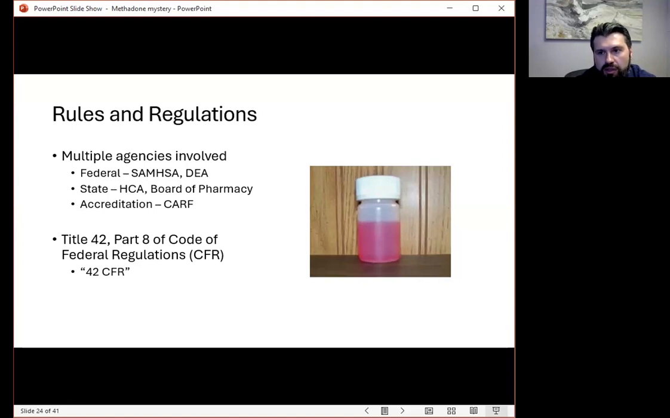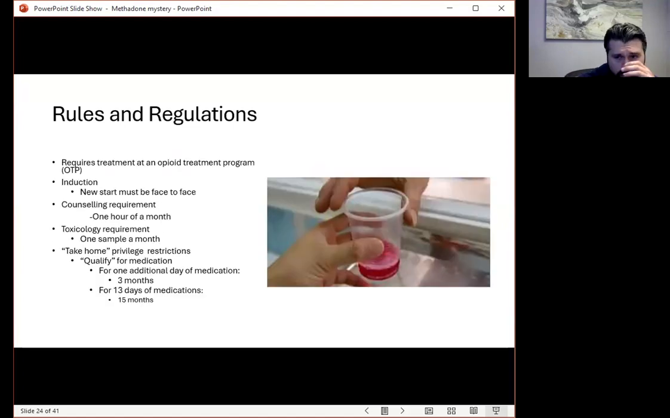This is really the rule of law when it comes to how a methadone treatment, or opioid treatment program specifically, operates. And what that means historically is that you have to get methadone for the treatment of opioid use disorder through an opioid treatment program, or OTP, which is also known as a methadone clinic. Inductions, as compared to buprenorphine, have to be done face-to-face. You can't do this over the phone. You can't do this via telehealth under those past regulations.